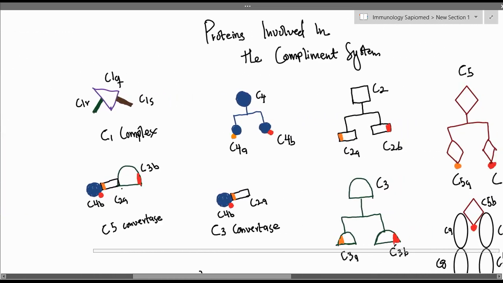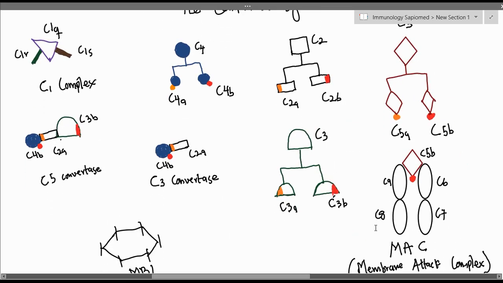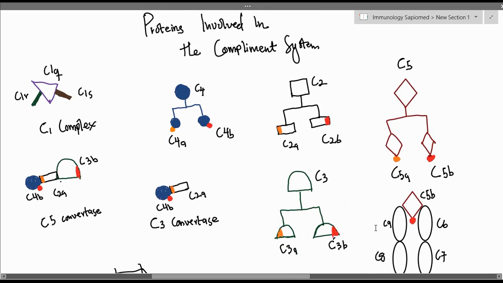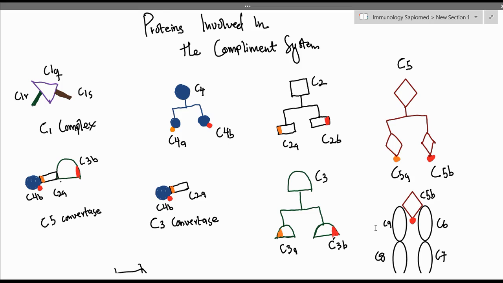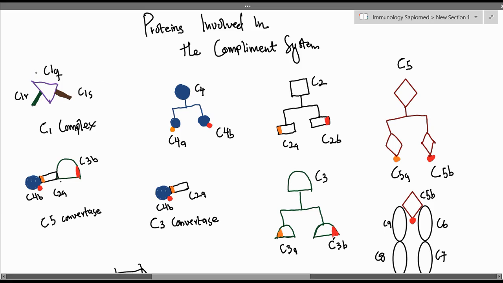This is just a sketch or a representation of the proteins that are involved in the complement system. Normally we denote them with C. So we have C1, C2, C3, C4, C5, C6, C7, C8, C9. These are the complexes. So we have C1 complex, which consists of subunits like C1r, C1q, and C1s.